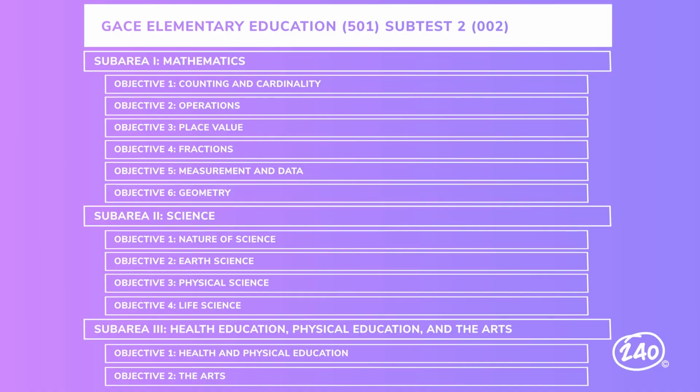Back to business and onto my personal favorite, science. In the science portion of the test, you will see that we've got an objective that focuses on each of the 3 big areas of science: Earth, physical, and life. But before we get to those, we've got to talk about the nature of science.